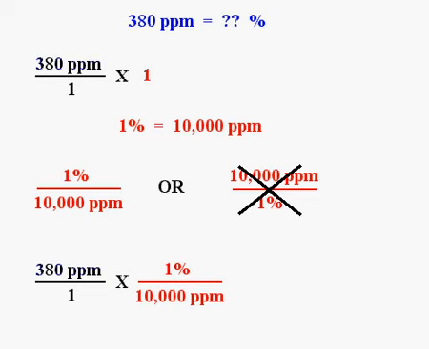If I use that first fraction and multiply 380 parts per million over 1 by 1% over 10,000 parts per million, now we see the parts per million cancel, and the only unit I'm left with is percent. So now all I have to do is deal with the numbers. 380 over 1 times 1 over 10,000. Well, that's the same thing as 380 divided by 10,000. That's 0.0380. And the unit is percent, because that's the only unit left over. So the answer is 0.380%.